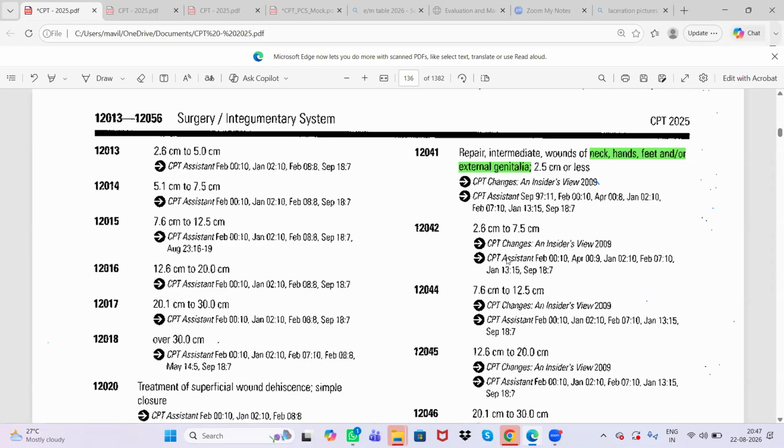12044. Right. So, which code are we going to append the modifier to, and which modifier? 12011, we will append. Which modifier? 59. Why are we appending the 59 modifier here? They are two different procedures. Distinct procedures.